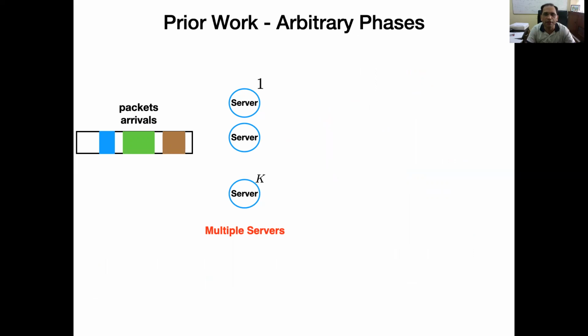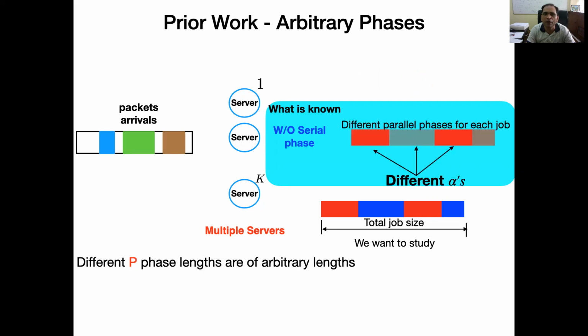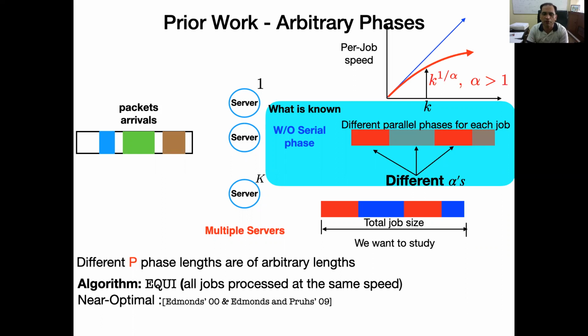In the arbitrary phase setting, there has been work going back almost 20 years, where what is known is that if each job has multiple parallel phases with different exponents alpha, an algorithm known as ICV, which dedicates an equal amount of speed to all the outstanding jobs, has been known to be near optimal. The limitation of this model is that there is no serial phase, and incorporating such a serial phase in this system is analytically challenging.